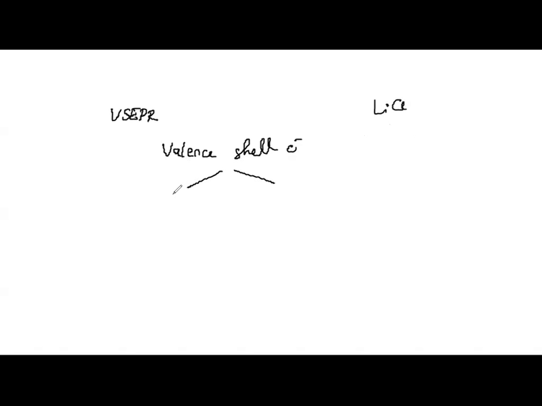So those electrons which are involved in bonding are called bond pairs. I will abbreviate it as BP, bond pairs. You can call them shared electron pairs or bonded electrons. And those electrons which are not involved in bonding are called lone pairs. I will denote them as LP. You can call them unshared electron pairs or non-bonded electron pairs.